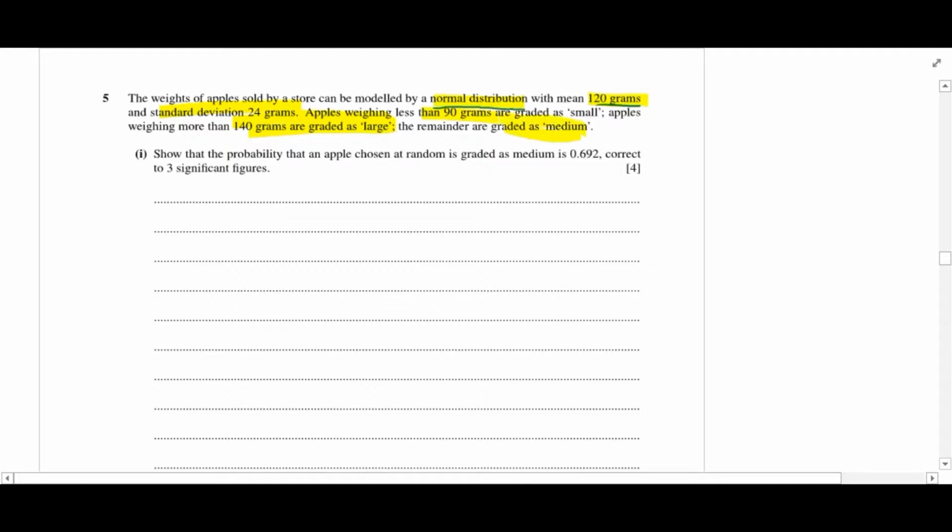So what we have to do is prove that the probability of getting a medium grade is 0.692. So how are we going to attempt this question?